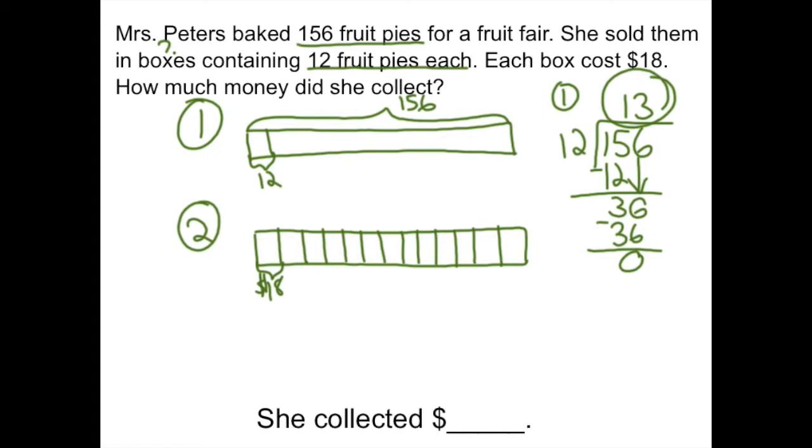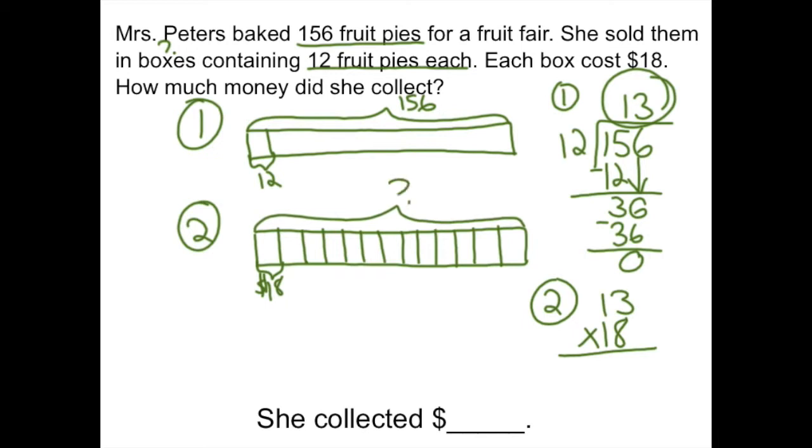So I know that I have 13 boxes. And she sells those 13 boxes for $18 each. I'm going to need to multiply those together to find out the total amount of money that she collected. So now I'm going to multiply. 8 times 3 is 24. Carry the 2. 8 times 1 is 8. Plus 2 is 10. I'm going to add my placeholder, or a 0 if you'd like, since now we're multiplying 10 times 13. 1 times 3 is 3. 1 times 1 is 1. And I've got to make sure I add these together.